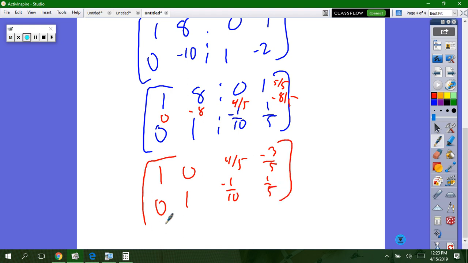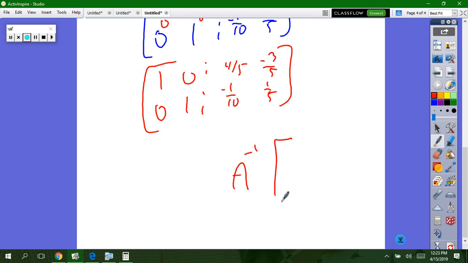So ladies and gentlemen, what I just did is notice I started off with the multiplicative identity on the right-hand side, right? And I transformed it to the left side. So now this is A's inverse. So this matrix right here, 4/5, negative 1/10, negative 3/5, and 1/5, is A's inverse. Okay?